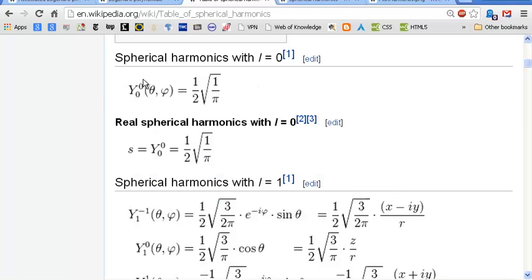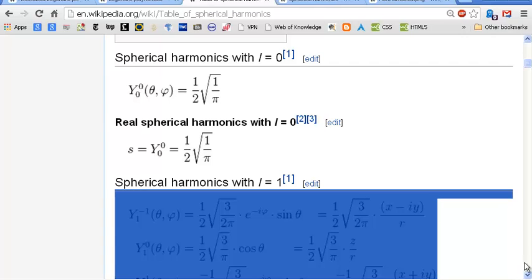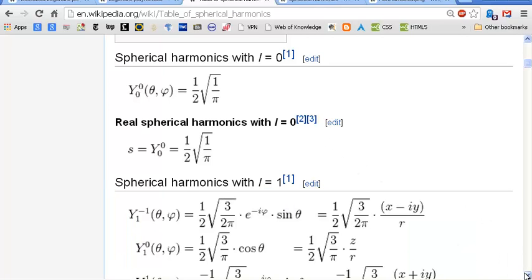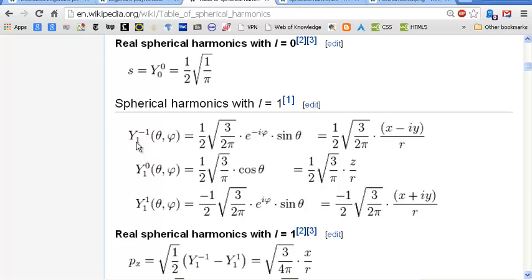All right, so if we go back here, here's the actual functions for L equal 0. That corresponds to the s orbitals. There it is. Look, there's no dependence on theta or phi. In fact, this just corresponds to a sphere. So the wave function is independent of direction when L is equal to 0. For L equal 1, we can have 3 values of M sub L. And here they are. This is L equal 1, M sub L equal minus 1, 0, and plus 1.